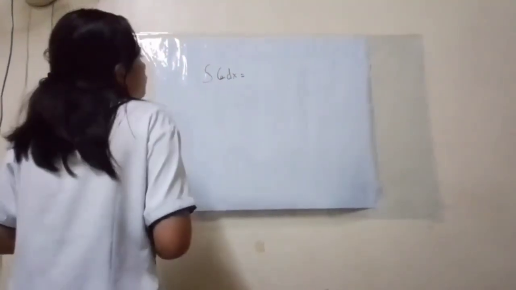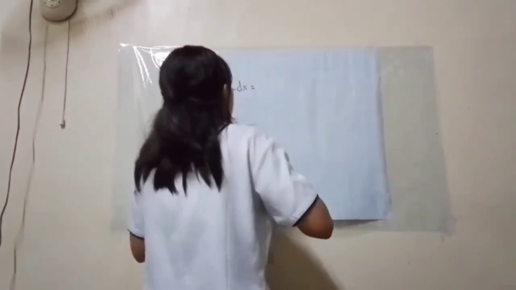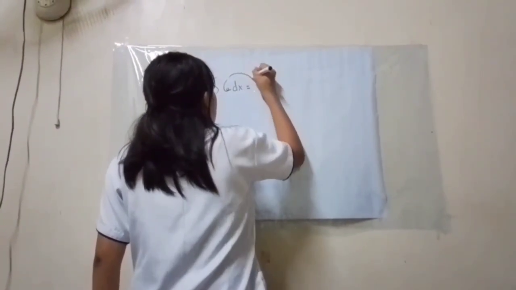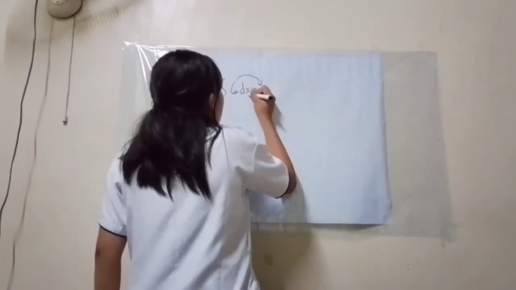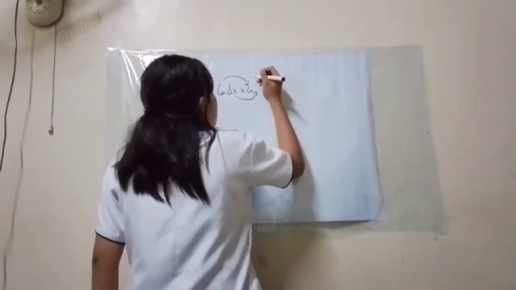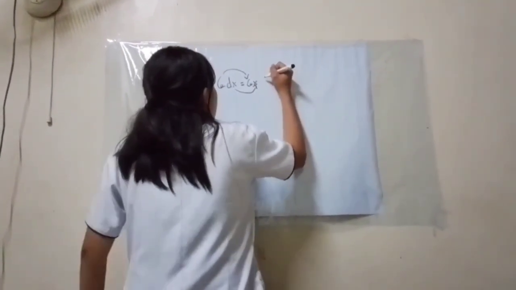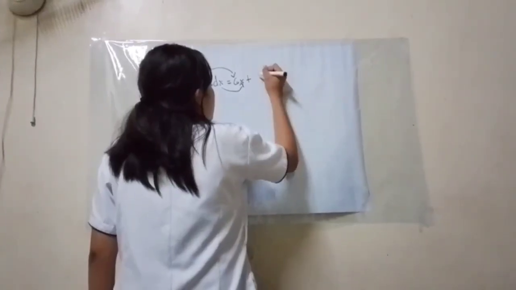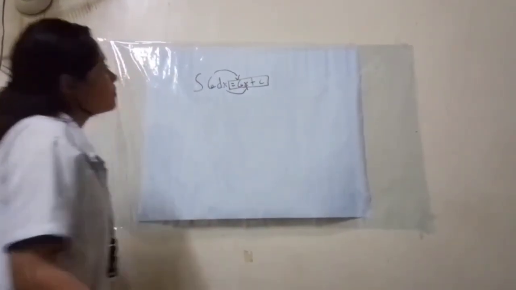Next, let's move to constants. If we wish to find the integral of 6, the first thing that we're going to do is just move the 6 here, then we're just going to add the x beside the 6, and it will be 6x. And let's not forget the constant of integration, which is c, and this would be the final answer.